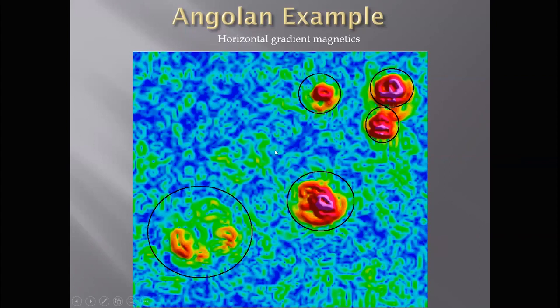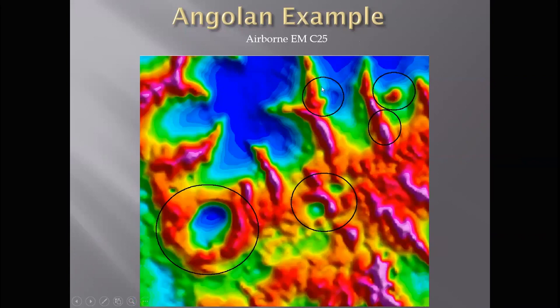So horizontal gradient is a very good filter in certain areas where you're looking for kimberlites. If I now fly the EM, and this is channel 25, so it's just one of the time gates, we're picking up the rivers very, very strongly. So all these rivers have clays in them, and essentially what you're looking at here is almost a topographic map, except that some of these bodies have lovely circular features on them.